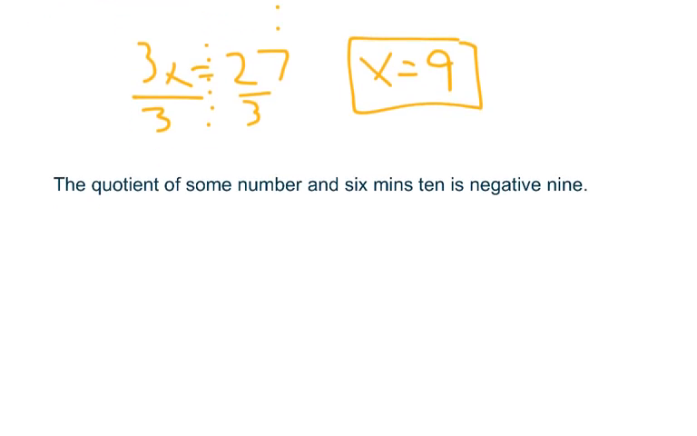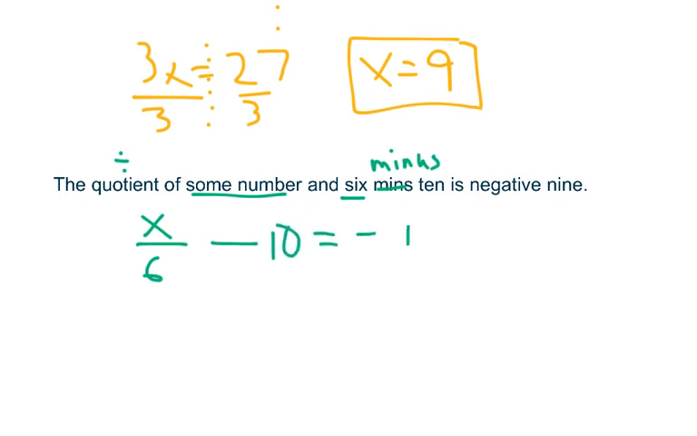All right, let's look at another one. The quotient of some number and 6, oh, that should be minus 10 is negative 9. All right, now quotient, that's a confusing one, but that means division. So we're going to have a fraction, some number x over 6, and then all this minus 10 equals negative 9. So I've set up the equation.